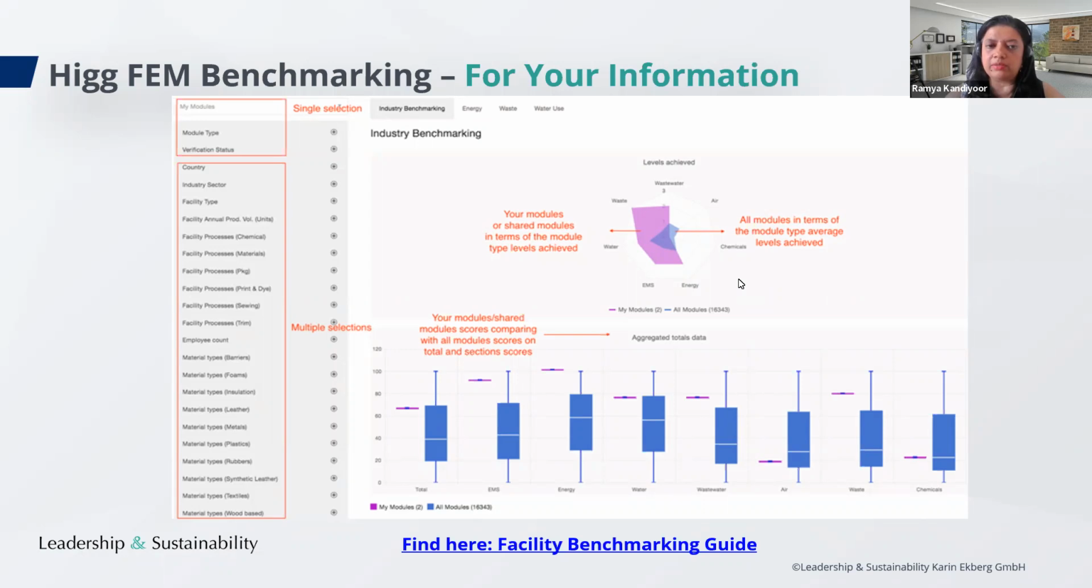So again, like I said earlier, the 30th of April is the date when the FEM platform takes all of the modules that have been posted there for its benchmarking exercise. So after that particular date, whenever you post a module, you will not be able to unpost that module. And basically, you will also be able to see as a facility where you stand with regards to other facilities of a similar category with this benchmarking.